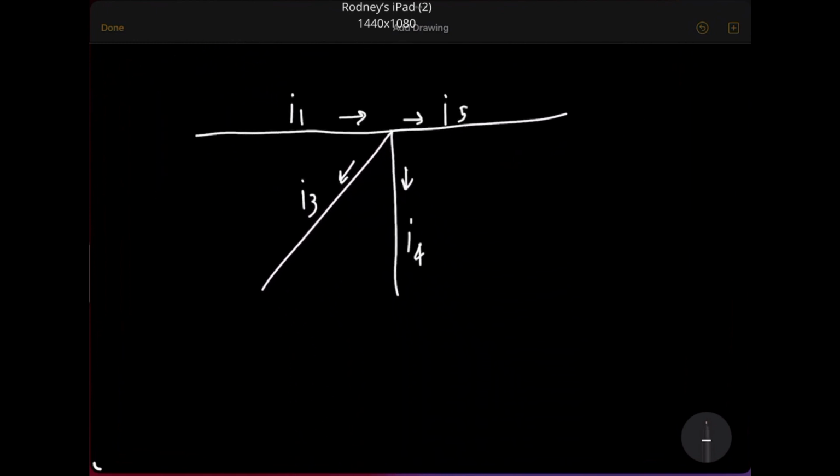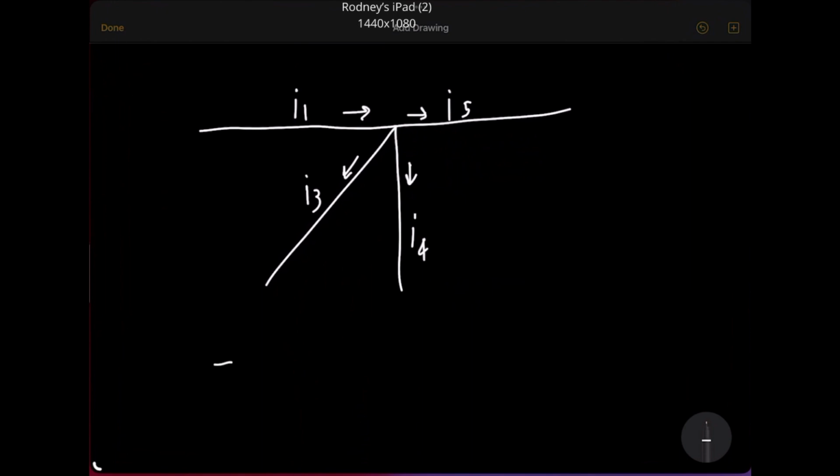So let's try to KCL. Negative I1, since it's coming into this node up here, plus I3 since it's leaving, plus I4 since it's leaving, and plus I5 since it's leaving, must be equal to 0.